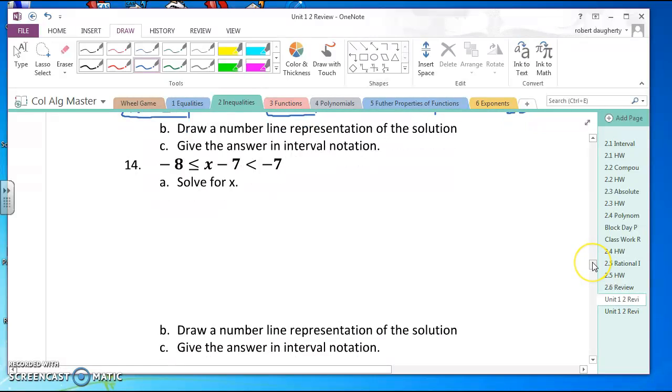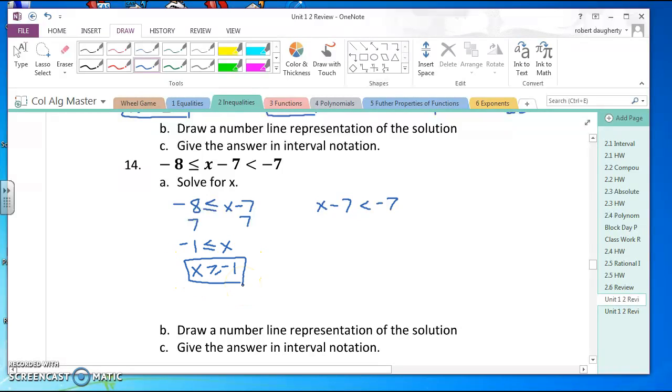Problem 14. This is a compound inequality. We break it into two problems. -8 less than or equal to x minus 7, and x minus 7 less than -7. So you add 7 to both sides. So you get -1 less than or equal to x. Always good to write the variable first. x greater than or equal to -1.